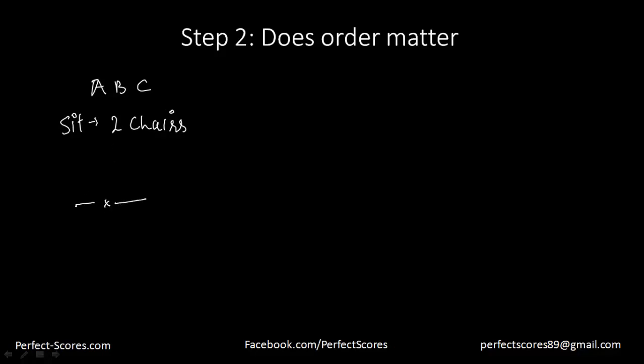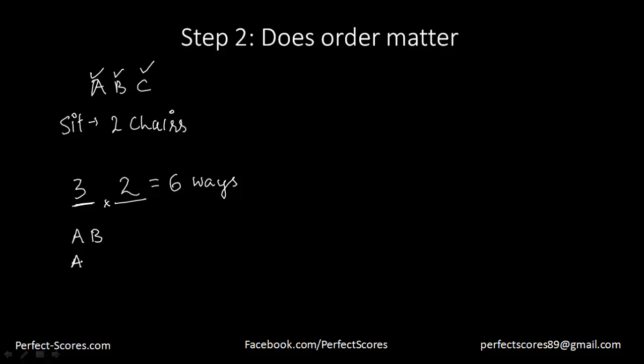In how many ways can anyone sit on the first chair? There will be 3 ways: anyone out of A, B, or C. And then one person has already sat, so there would be 2 ways to fill this chair. That means a total of 6 ways to make A, B, C sit on 2 chairs. Now let me do one thing. Let me show you all those arrangements. So A can sit on the first chair and B can sit on the second chair.